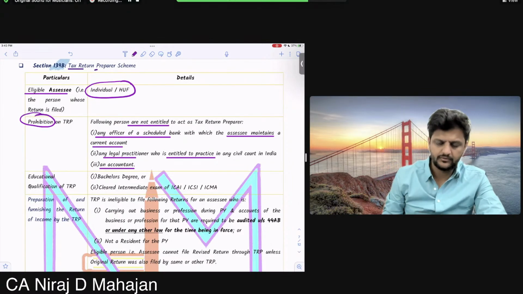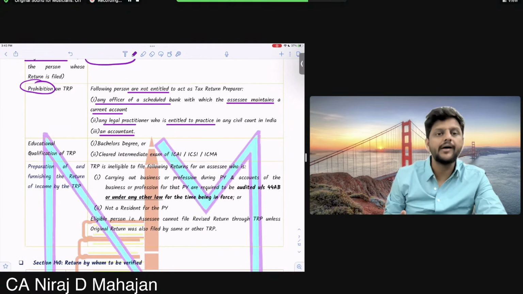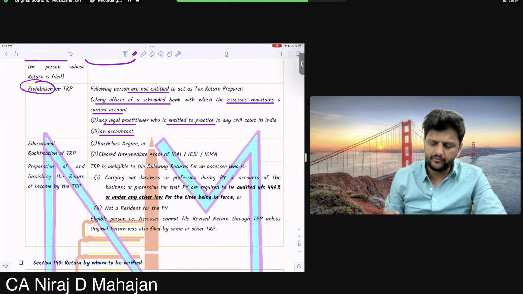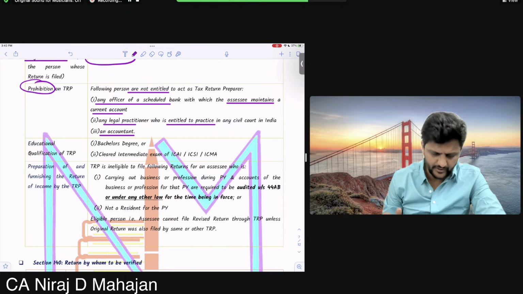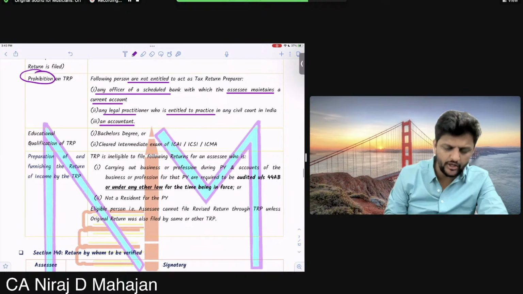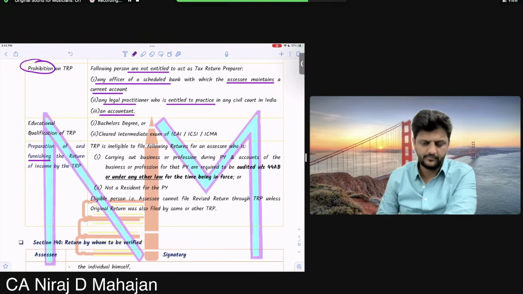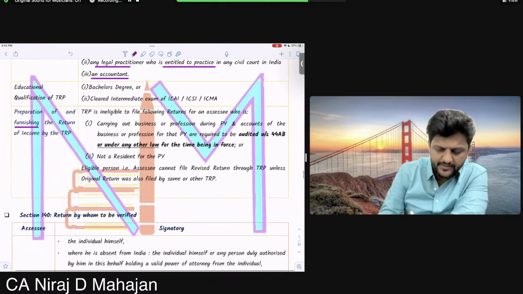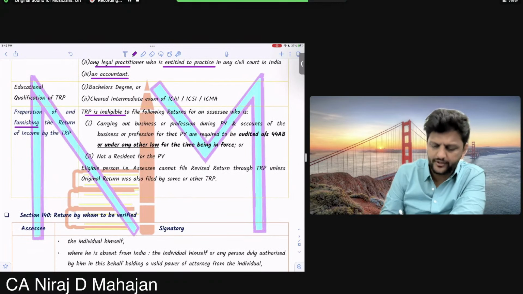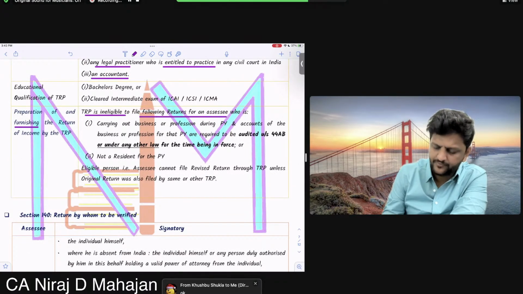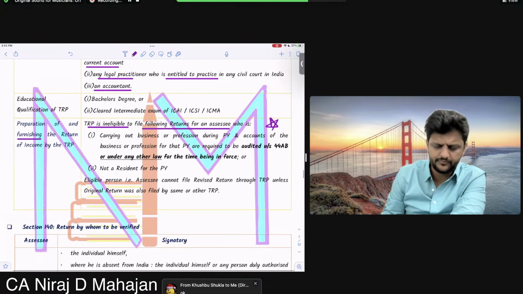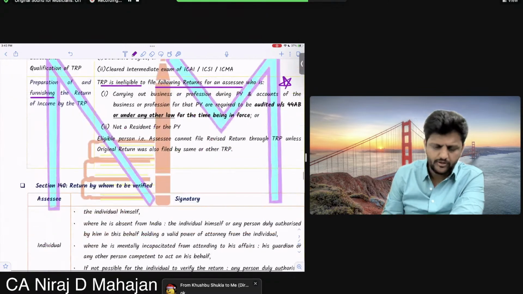Then, educational qualification: minimum bachelor's degree or cleared intermediate of CA, CS or CMA. Okay? Then, preparation of and furnishing the return of income by the TRP. TRP is ineligible to file the following returns for an assessee. Assessee, बच्चों, which one? Individual, right? Or HUF. Okay? But which returns can he not file?